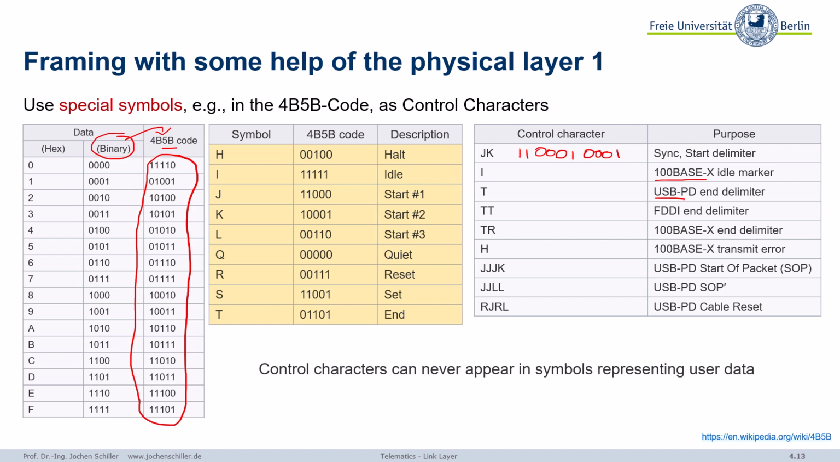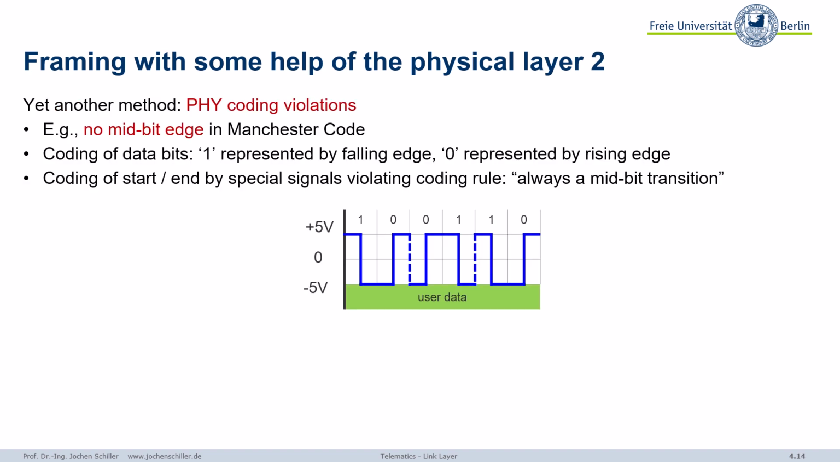We can also do something else. For example, we can violate the code. What does it mean? Well, we know that for Manchester code, we always have a rising or falling edge in the middle of a bit. So you see in this example, we code the 1 with this falling edge and the 0 with this rising edge, for example. So that's quite clear, and we learned that this works, the efficiency is not that good, but this is how we can transmit our zeros and ones.